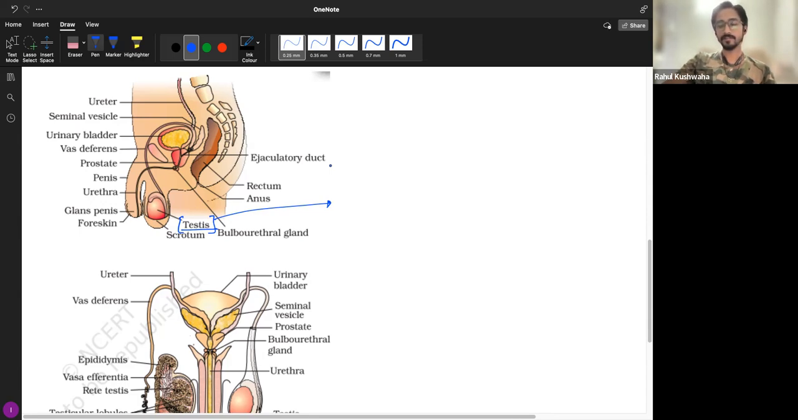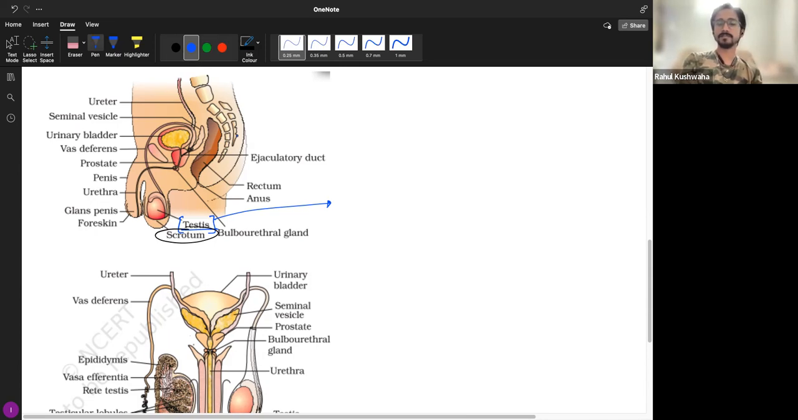It's one of the very, very routine questions that come from the male reproductive system. Why are the human testes located outside the abdominal cavity? And name the structure in which they are present. Okay, so mostly the question revolves around these two things, testes and scrotum, that you can see in the diagram. So let's discuss a little bit about this.